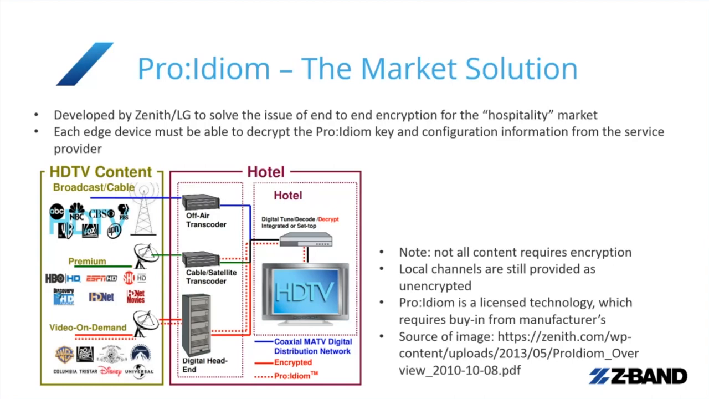But what this does is it's a chipset. It's an IC, an integrated circuit that you can build into your electronic devices. And then that electronic device is able to decrypt Pro:Idiom content. And you can see here in the slide, let me turn on my laser pointer, that we've got our HDTV. This is our set-top box. And not all content from your service providers is encrypted. Right, our local path here off the OTA transcoder has no encryption whatsoever. But our path from the cable satellite provider and from our digital headend with VOD, or video on demand, does have this Pro:Idiom encryption.